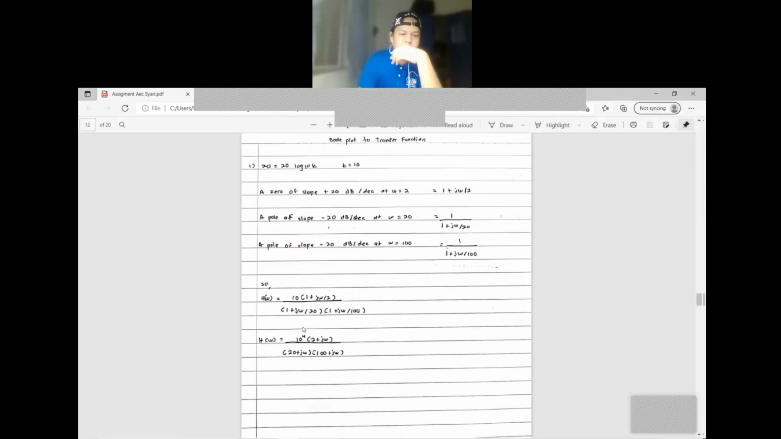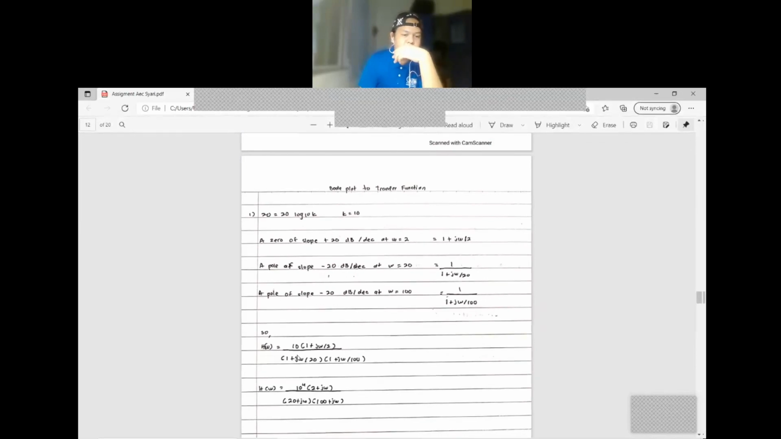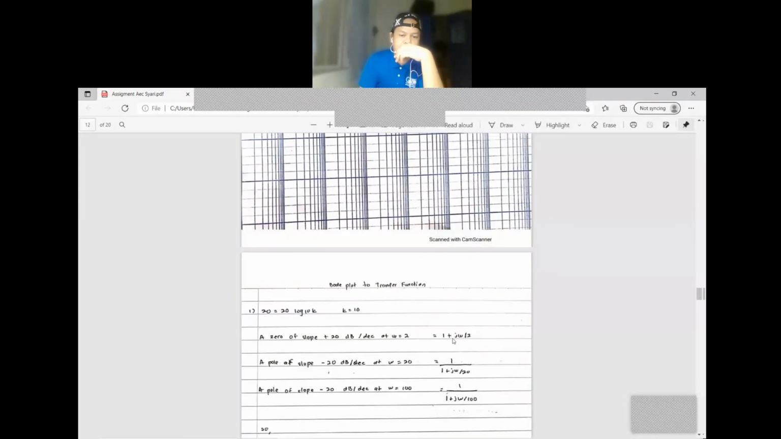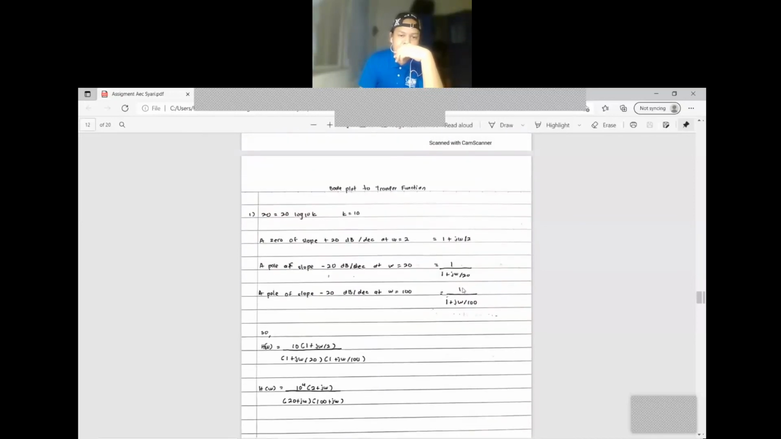So we rewrite the transfer function in standard form. We write down k first, then the numerator terms for the rising line, and then the denominator terms. So we write down 10 times 1 plus j omega divided by 2, divided by the third point, 1 plus j omega divided by 20, times 1 plus j omega divided by 100.